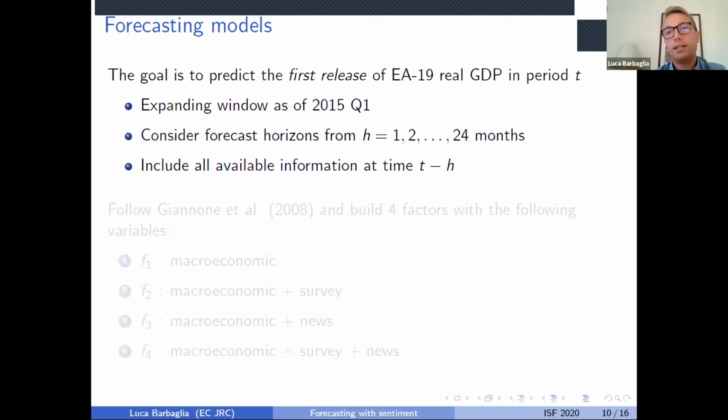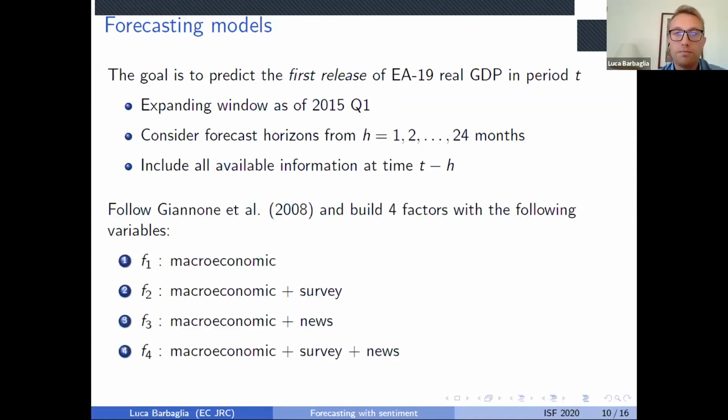Now, we have the 3 data sets: macroeconomic, survey-based sentiment indicators, and news-based sentiment indicators. Let's predict the Euro area 19 GDP. We will focus on the first release. We have an expanding window as of 2015 first quarter, and we will make a forecast with different forecast horizons ranging from 1 month until 2 years. And we will consider real-time information in our model.